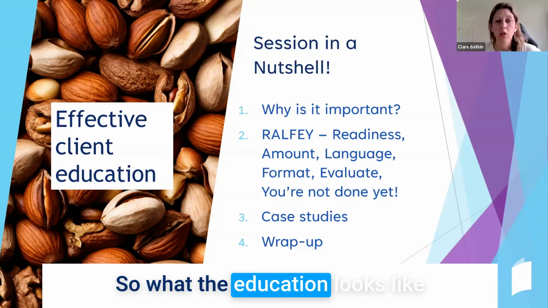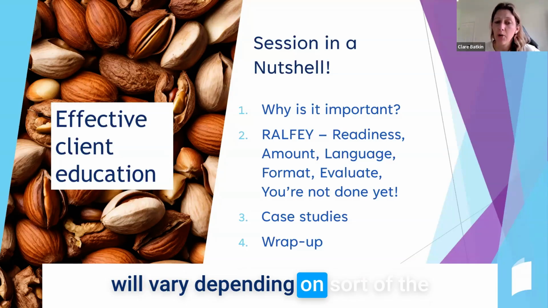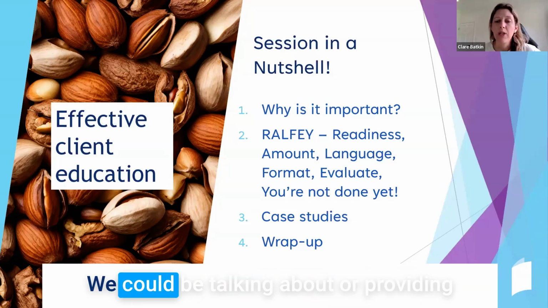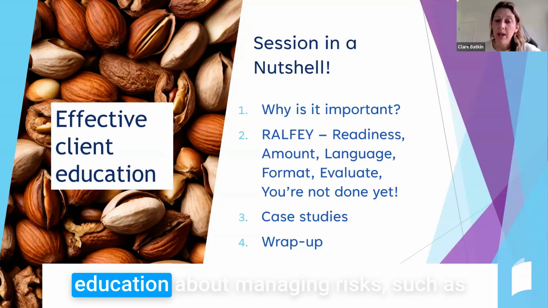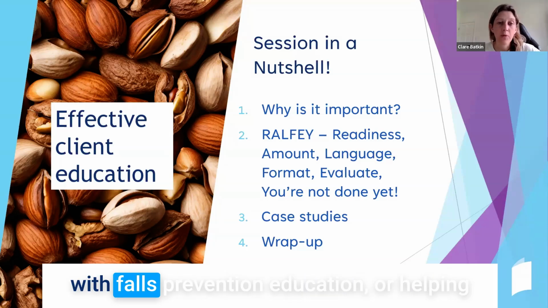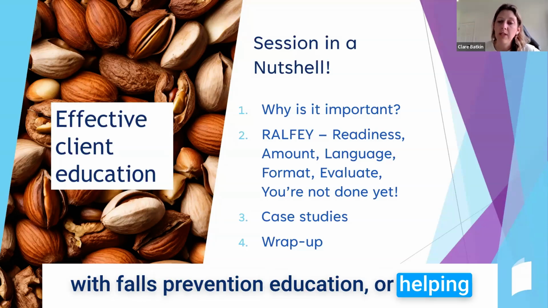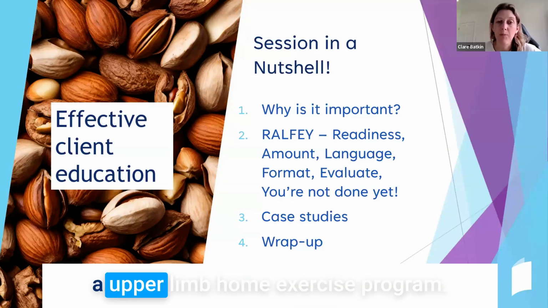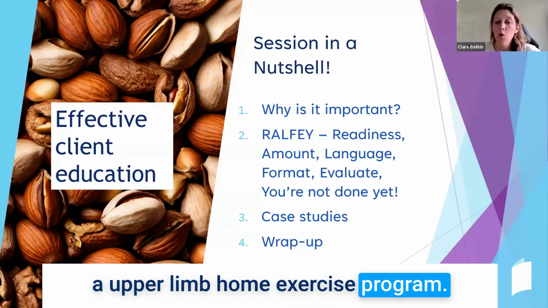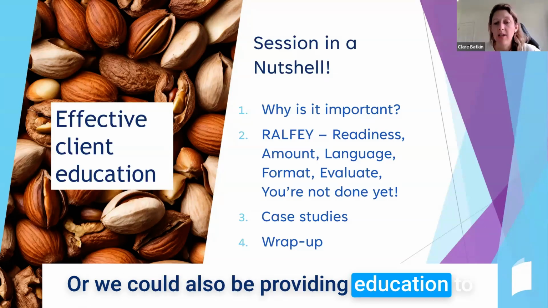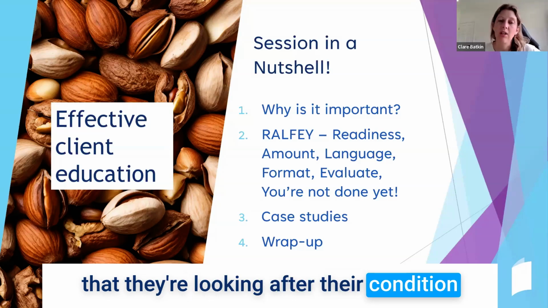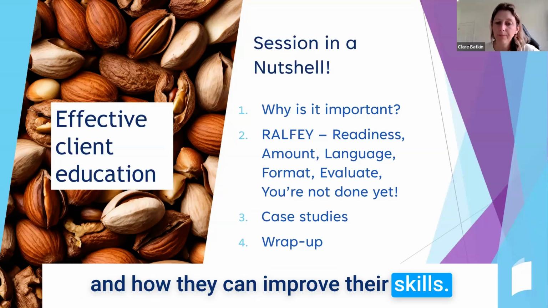So what the education looks like will vary depending on the caseload we're working within and the people we're working with. We could be providing education about managing risks, such as with falls prevention education, or helping somebody improve their upper limb function through educating them about an upper limb home exercise program. Or we could also be providing education to carers to help them understand the person that they're looking after, their condition, and how they can improve their skills.